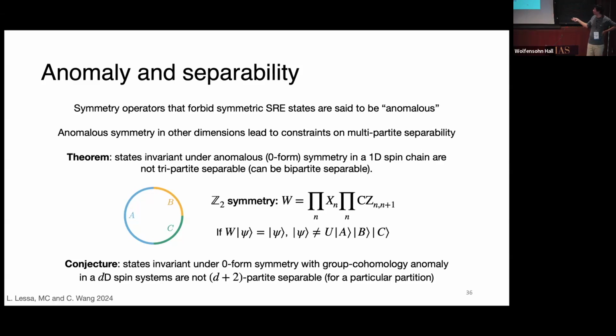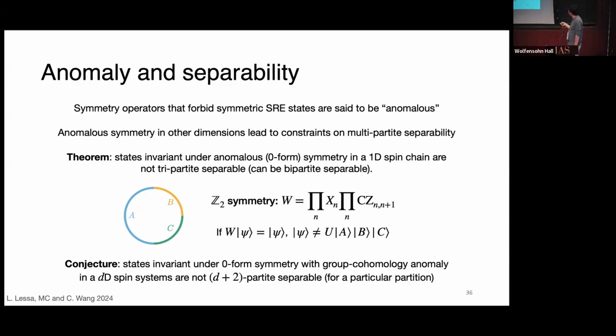This holds for every tripartition of this topology, with A, B, and C adjacent to each other. You can come up with a tripartition where, for example, you make another B over here. You can have disconnected parts, but that's the one that we don't have a theorem for. The theorem holds for this kind of tripartition.